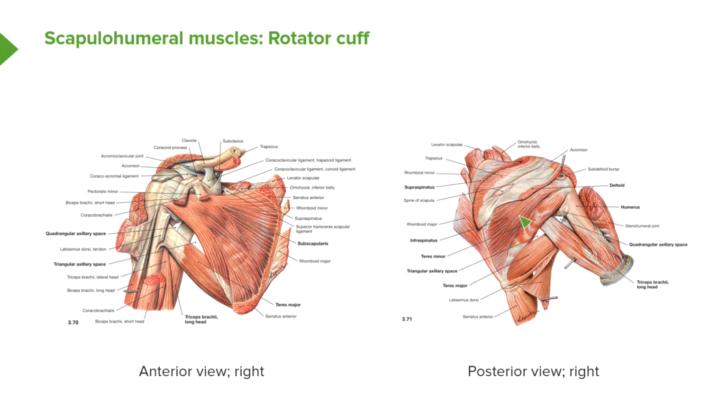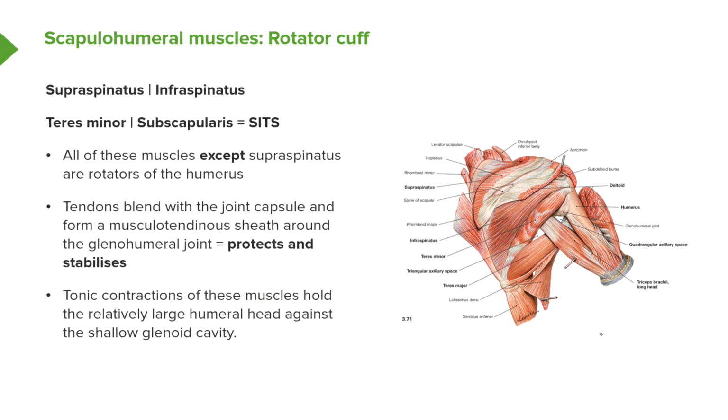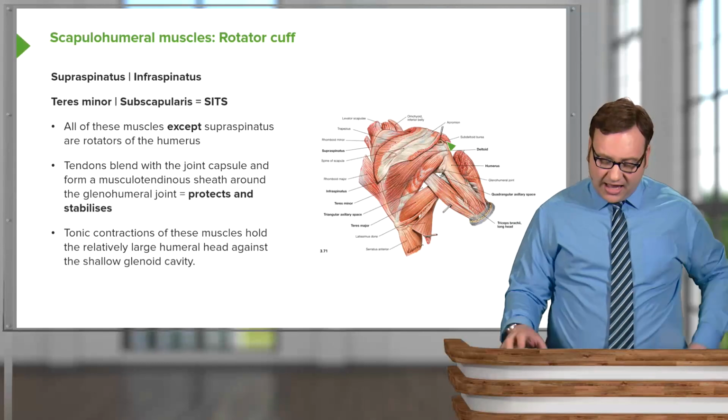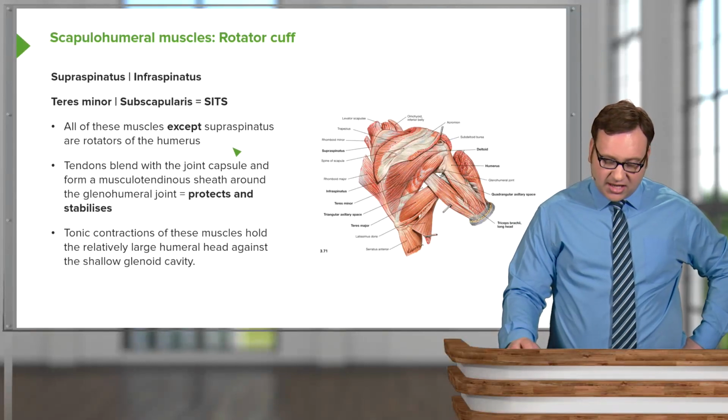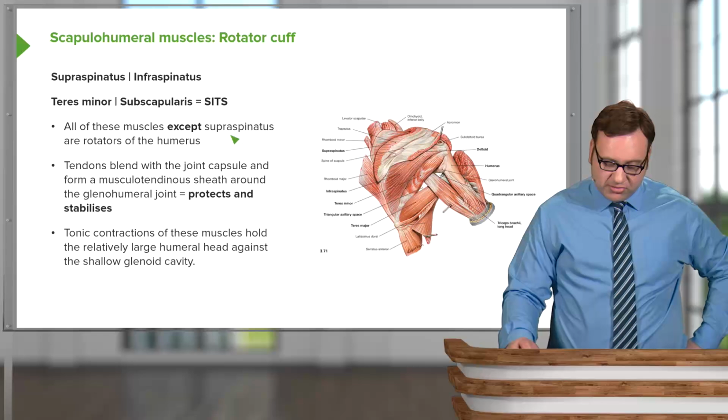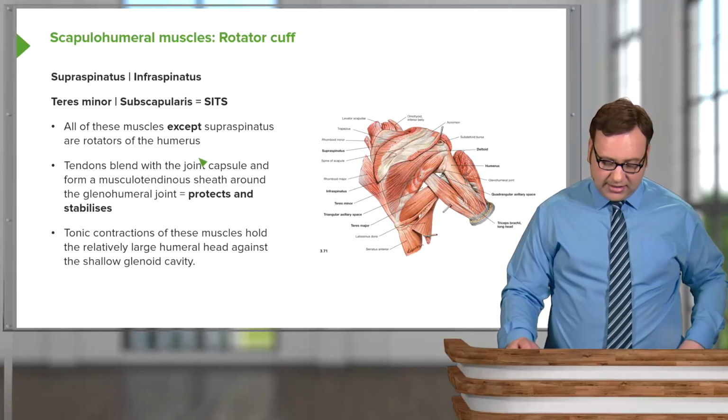We can see the muscles originating from the scapula and forming this cuff around the head of the humerus. So all of these muscles except supraspinatus are rotators of the humerus. But supraspinatus still runs in the direction that forms this cuff around the head of the humerus, so acting as a rotator cuff. But it's important to remember that supraspinatus just abducts.